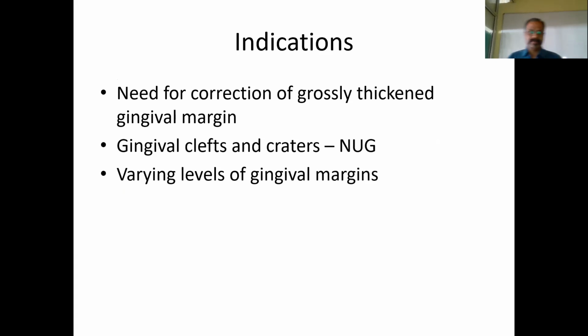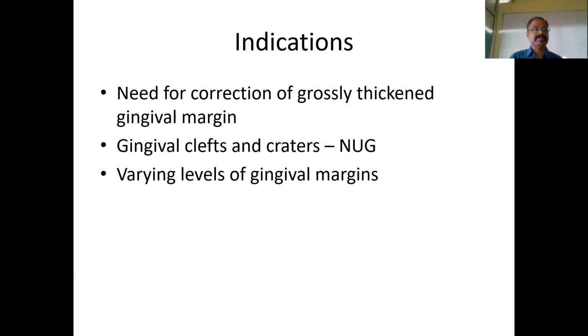So what are the indications? The first indication is whenever there is a need for correction of a grossly thickened gingival margin. Whenever there is a thick gingival margin, it doesn't look aesthetic, and it might also create an area conducive for plaque to accumulate. So we need to do a procedure called gingivoplasty to get back the normal contours.